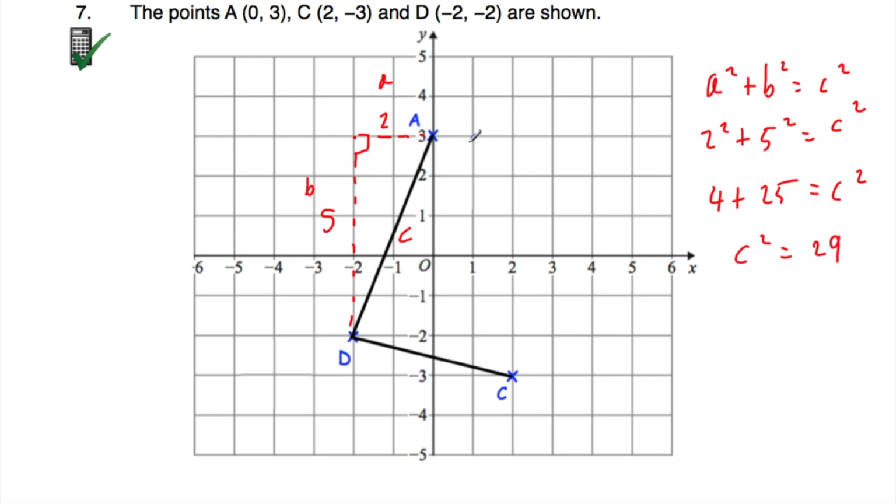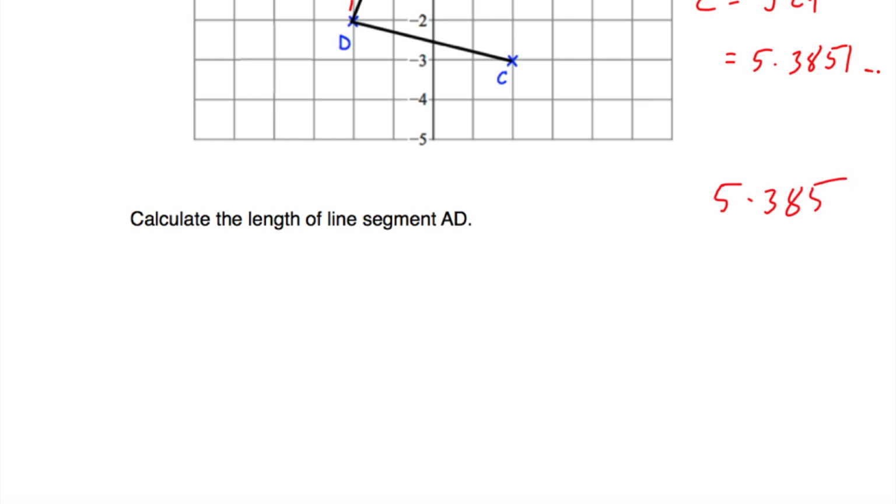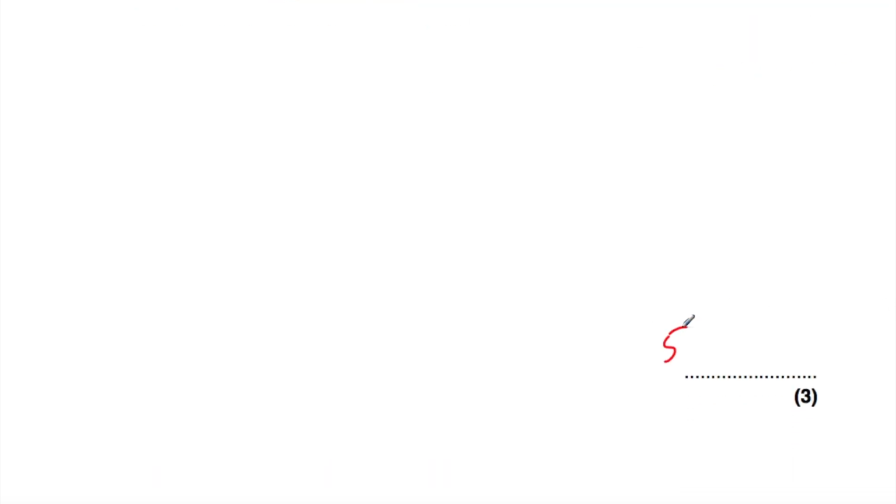Now that's C squared, that's the length of the side squared. So let's work out what C is by doing the square root of 29. If we do the square root of 29 on our calculator, it equals 5.3851 and so on. Let's round that to 3 decimal places. So to 3 decimal places, that would be 5.385. And that's it.